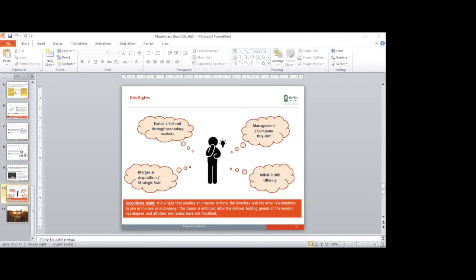There is something they call a qualified round, and it will be specified in the terms of the convertible. So if the next round is about a $4 million round, et cetera, and it breaches the qualifying threshold, then the convertible will need to be converted.